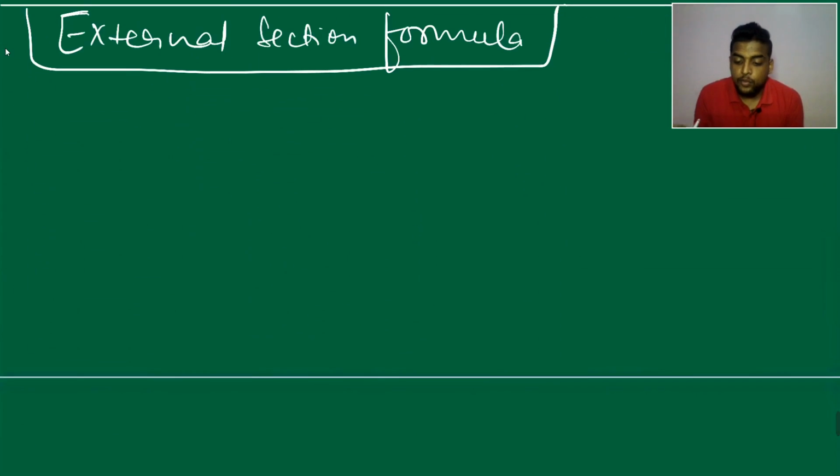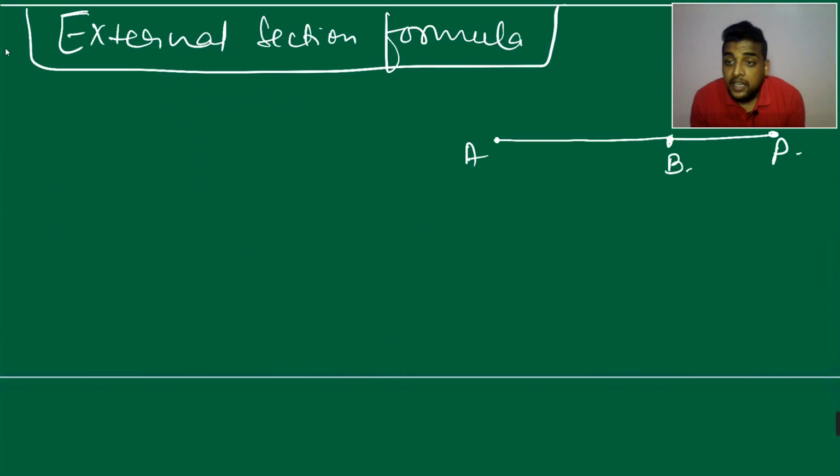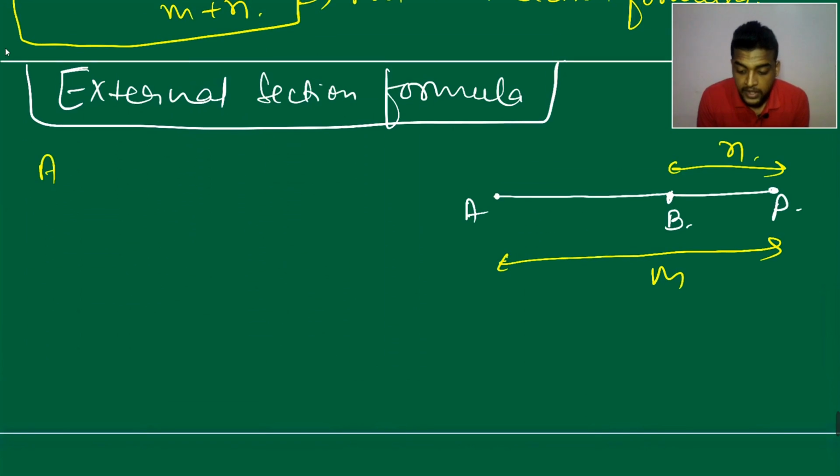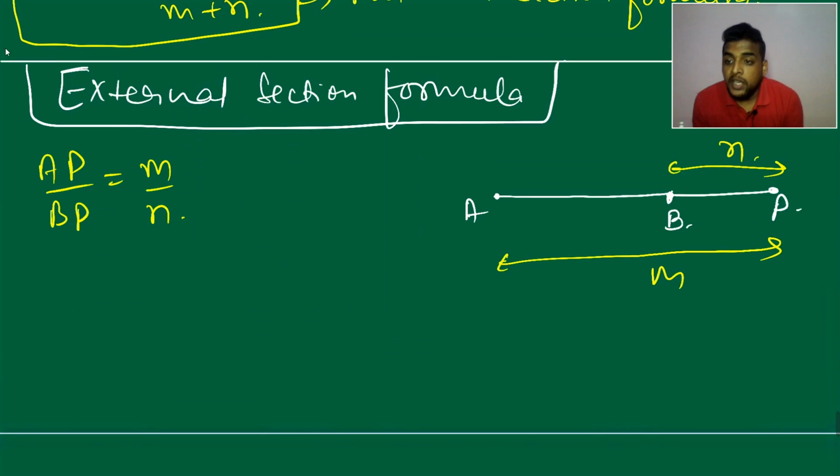Okay, external section formula. What is the external section formula? If this is A, if this is B, and we have a line. Suppose we have a point P here, such that P divides AB in the ratio m is to n externally. It means AP upon BP is equal to m is to n. So this way we can write P. A is given as x1 comma y1, B is given as x2 comma y2, and P is x comma y. So we have to find P.